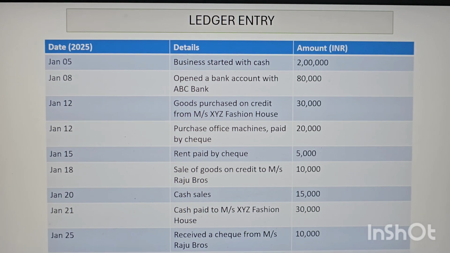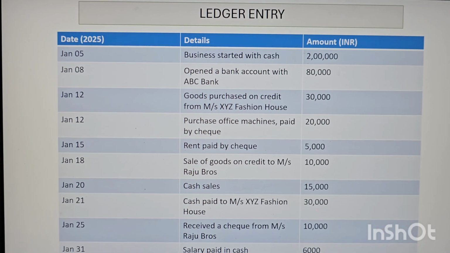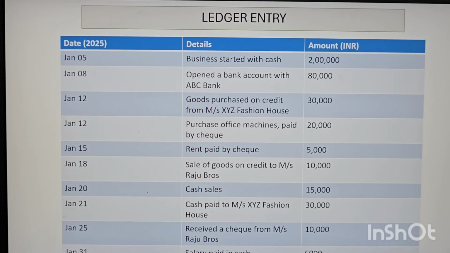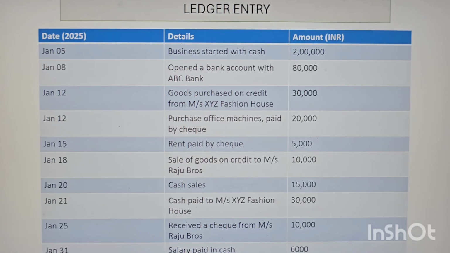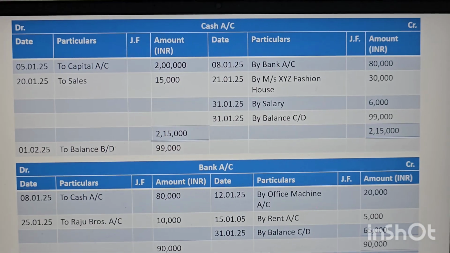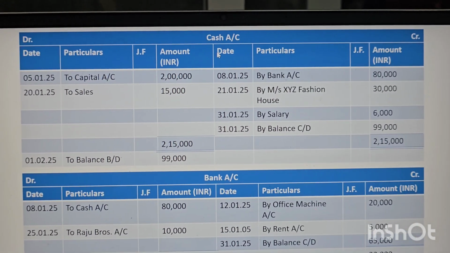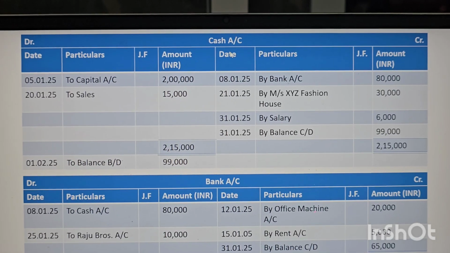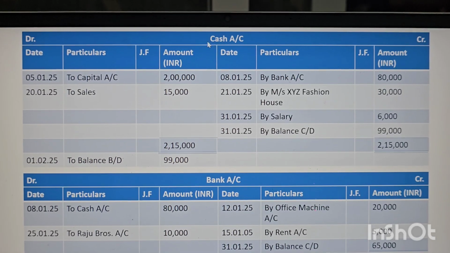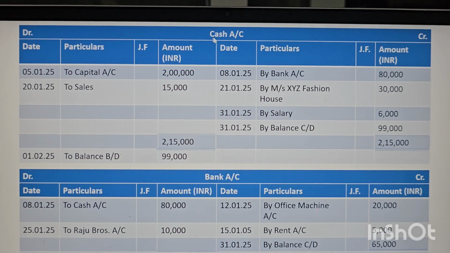So today we will learn about ledger entries. Before we start with how the transactions are being posted on the ledger accounts, let me show you what a ledger account looks like. If you see, we have a very simple and classic example of how a ledger account looks. In the very middle top of the account, we have the name of the account.